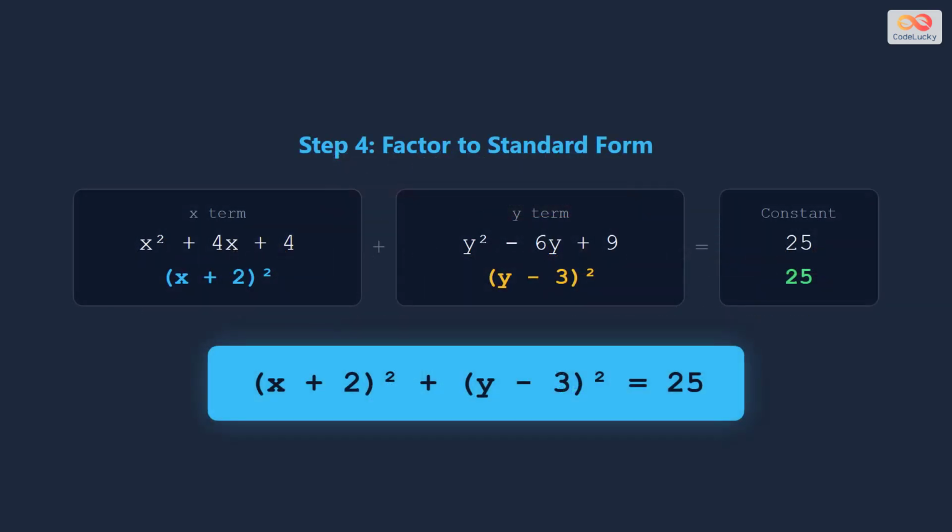Now we factor. The x group becomes the quantity x plus 2 squared. The y group becomes the quantity y minus 3 squared. And on the right side, we have our constant, 25. We have successfully converted the equation to standard form.